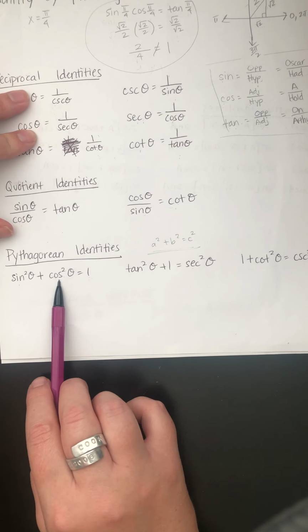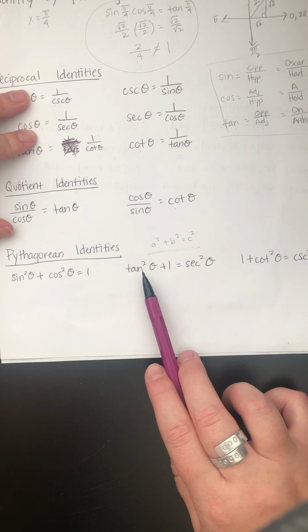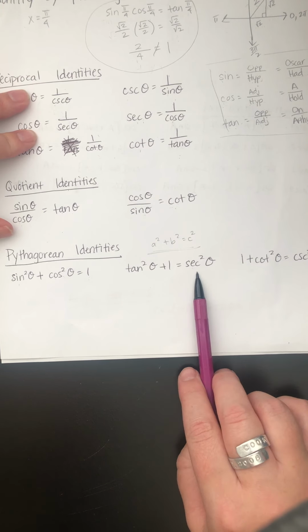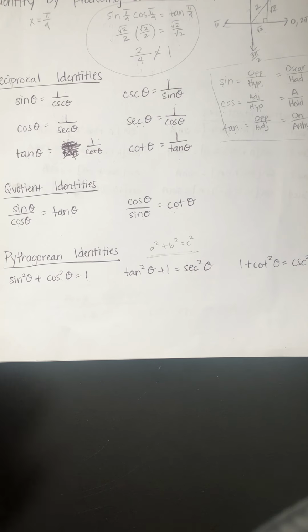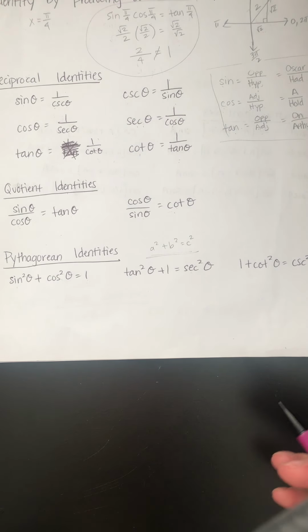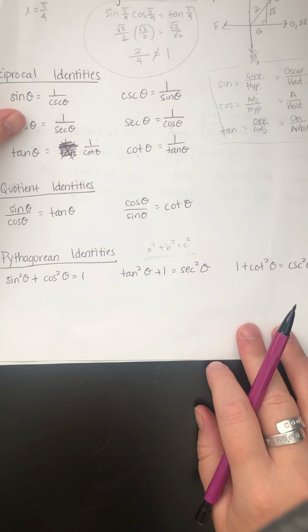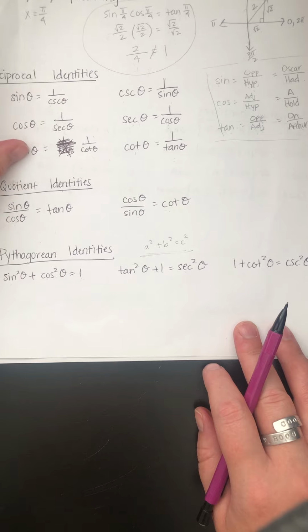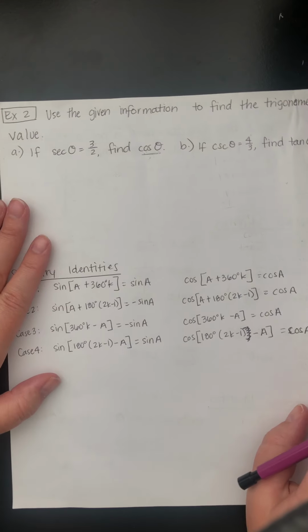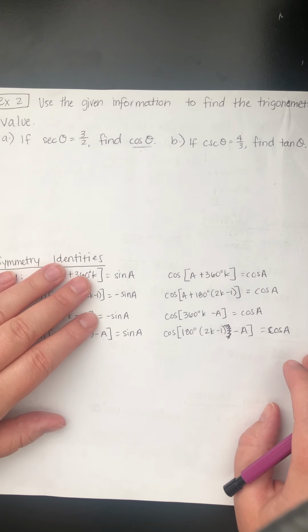So we have sine squared plus cosine squared equals 1. Tangent squared plus 1 equals secant squared. And 1 plus cotangent squared equals cosecant squared. All the Pythagorean identities have the number 1 in them. We're going to use reciprocal, quotient, and Pythagorean identities to solve different functions. The first example says use the given information to find the trigonometric value.